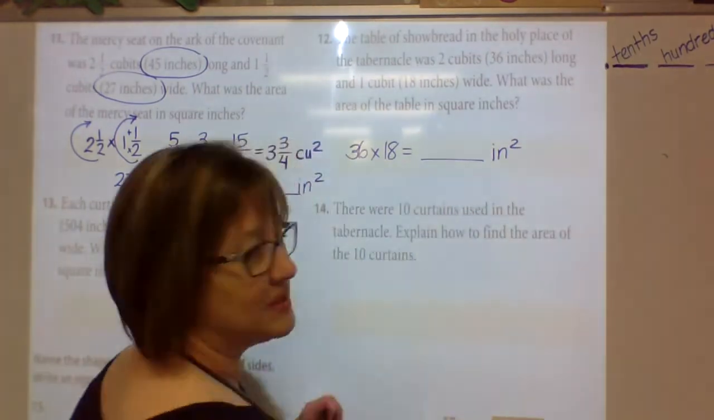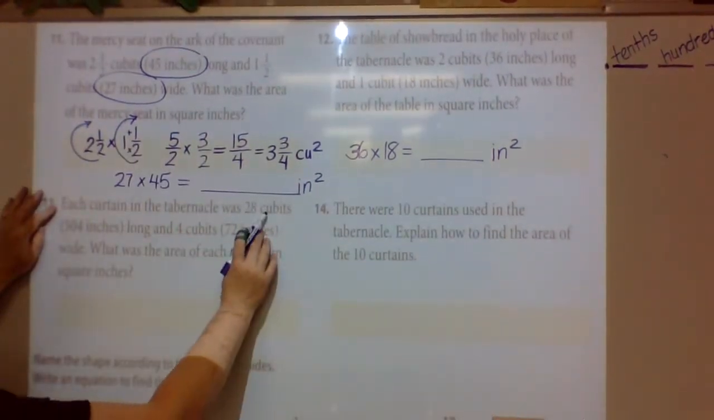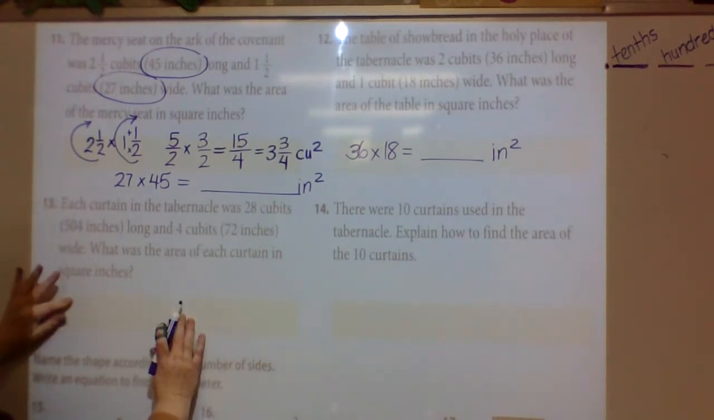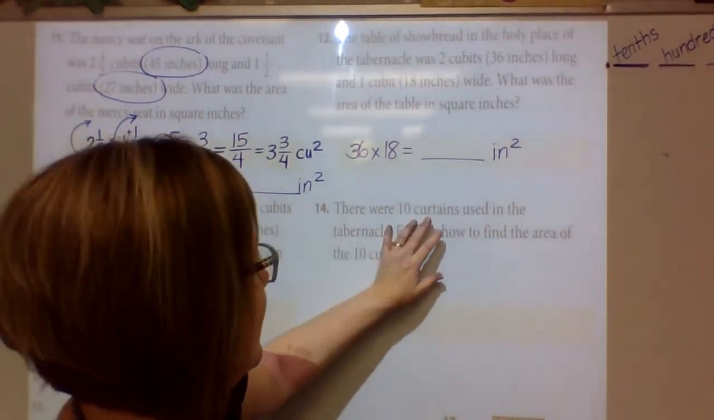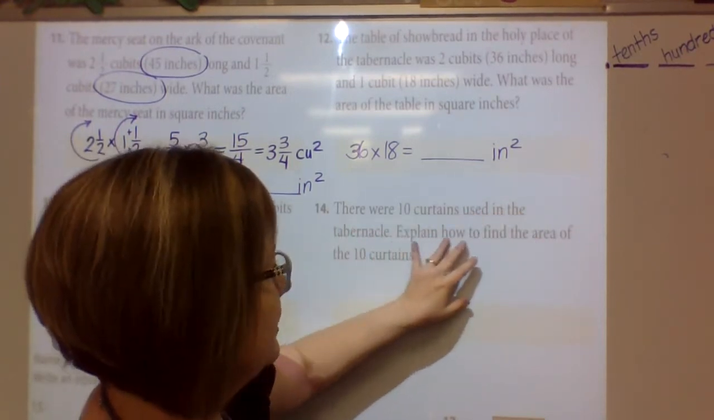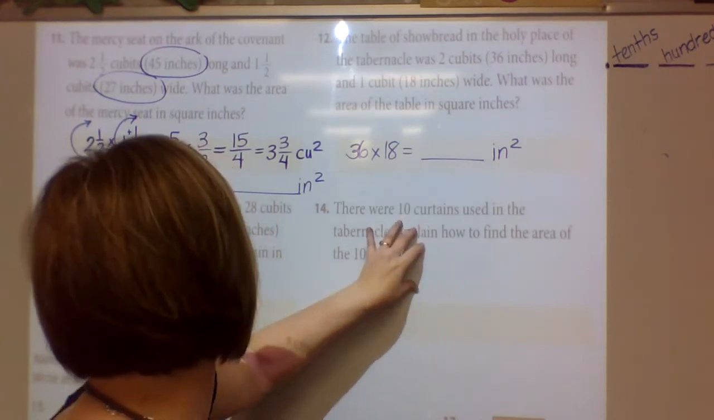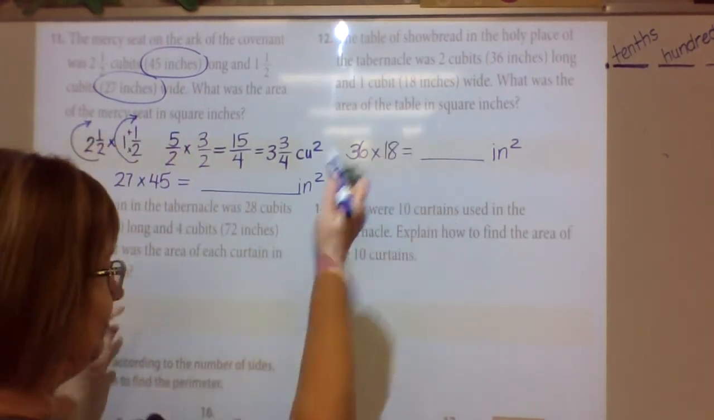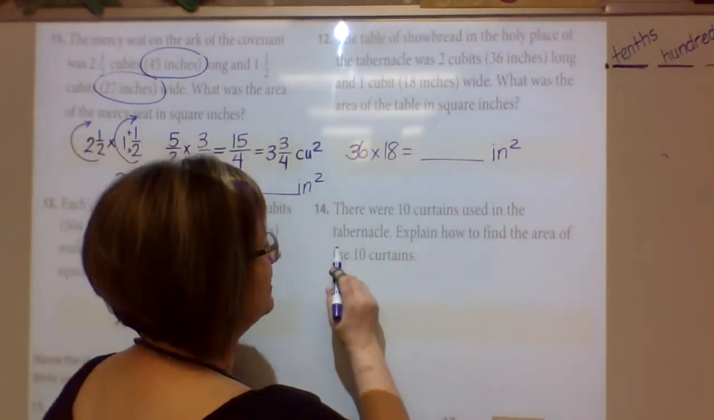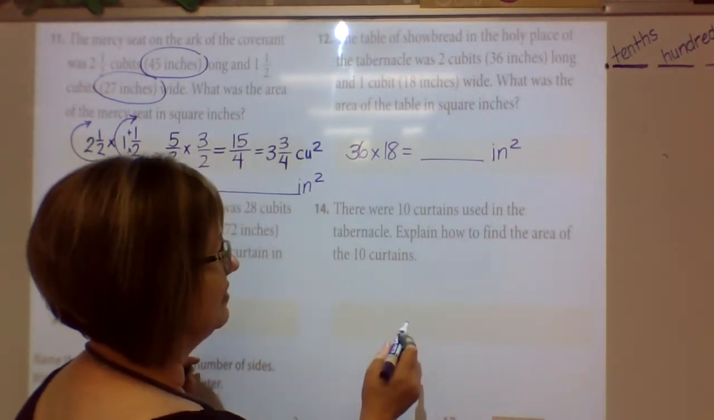I will give you those set up, but I'm going to let you do them because you don't have much to do here. Curtain, 28 by 4. Do the same thing. 28 by 4. There were 10 curtains used in the tabernacle. Explain how to find the area of the 10 curtains. Okay, that one is a little harder. You do those two.